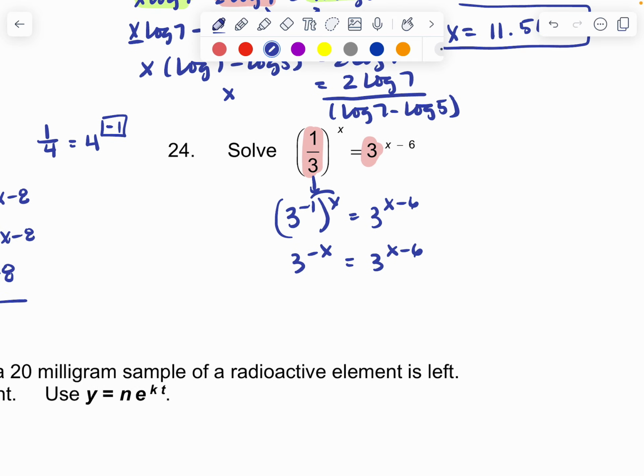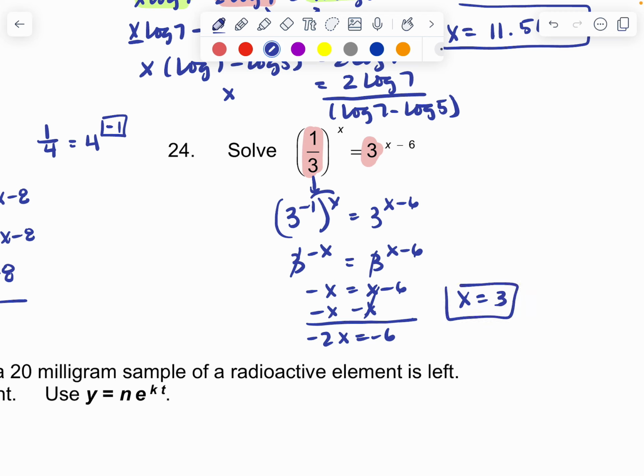Okay, once your bases are the same, you can get rid of them. So you have negative x equals x minus 6. If I subtract x from both sides, I'm going to get negative 2x equals negative 6. And then if I divide by negative 2, I should get that x equals 3.